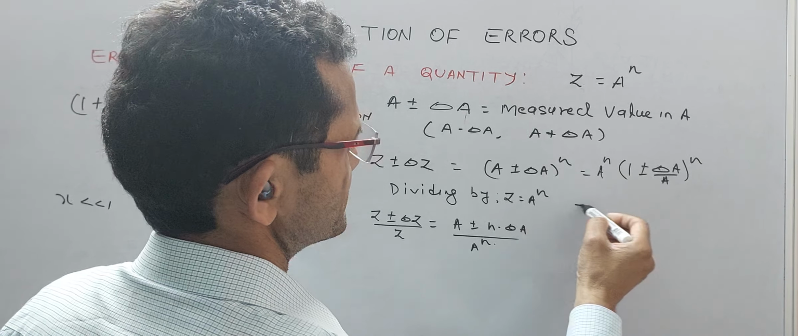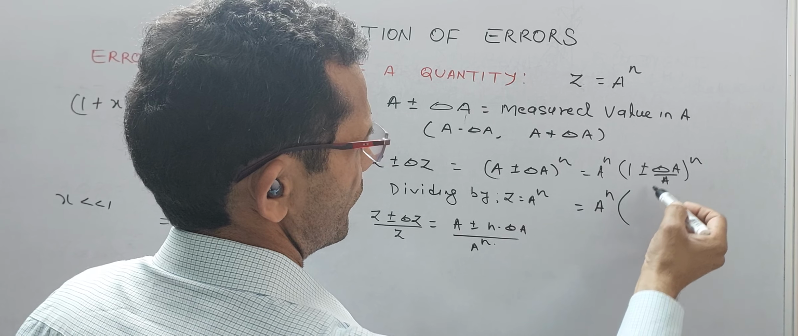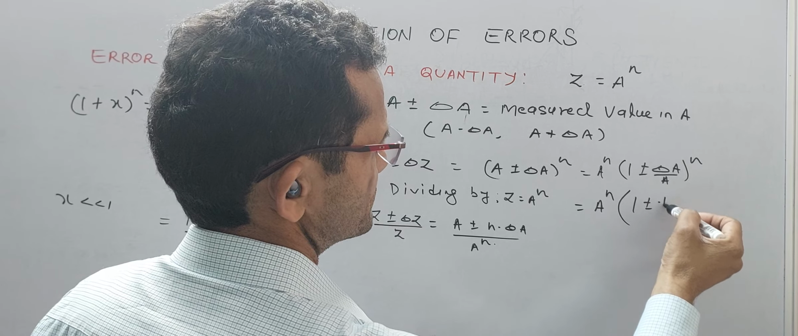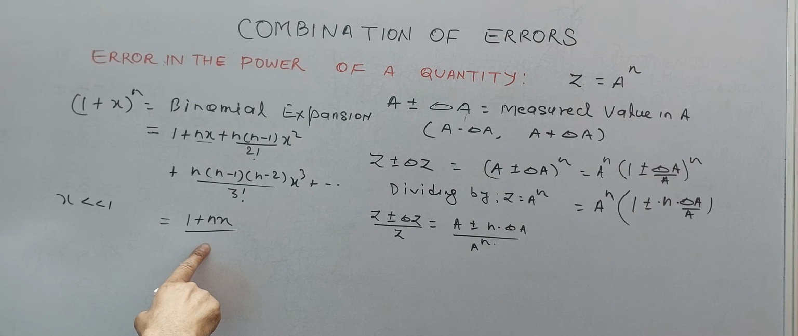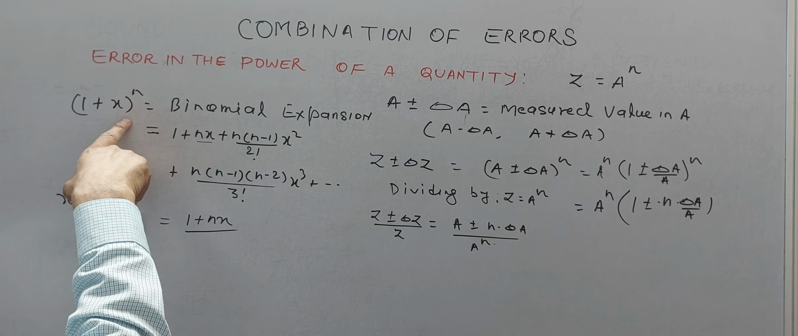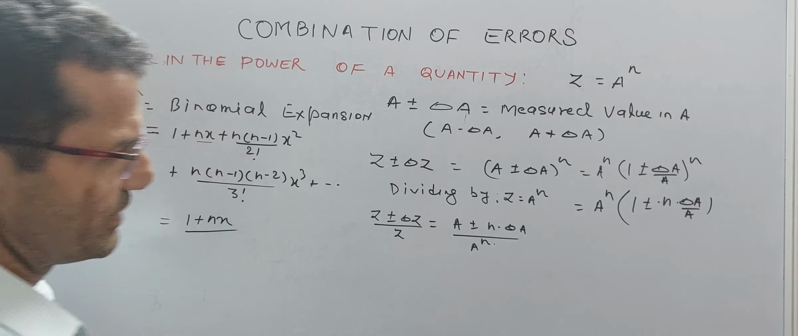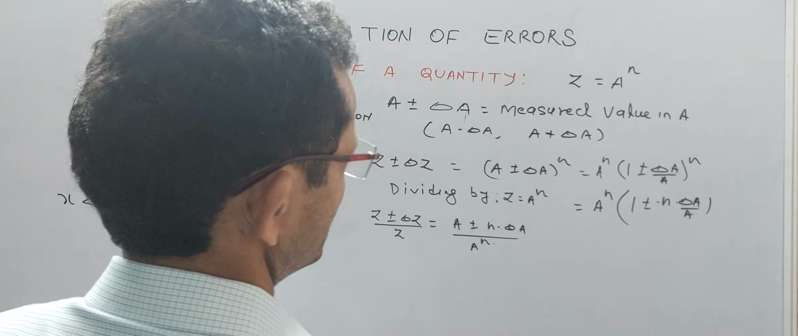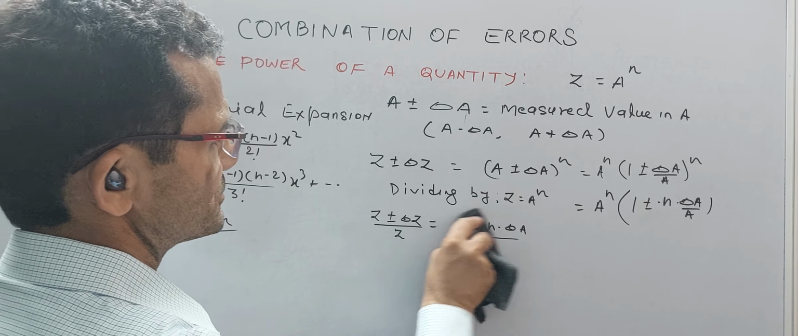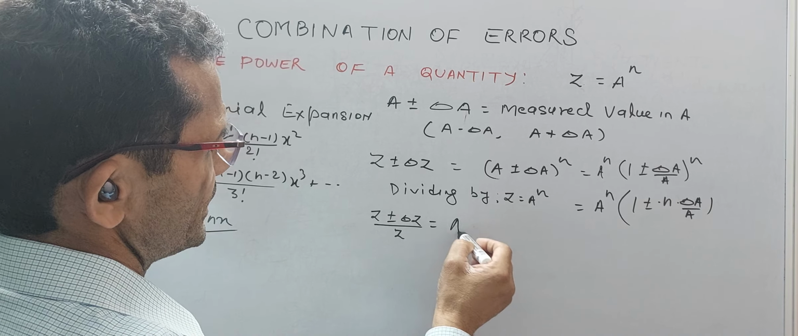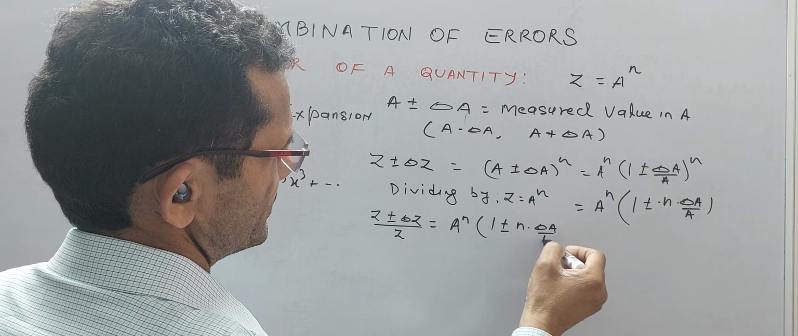Now the binomial expansion becomes a raised to the power n, and here 1 plus minus n times delta a upon a. After applying this binomial expansion, it is the same as 1 plus nx, where our x will be this one. So we have to write this one and make some corrections. Now the whole quantity is a raised to the power n times 1 plus minus n times delta a upon a.